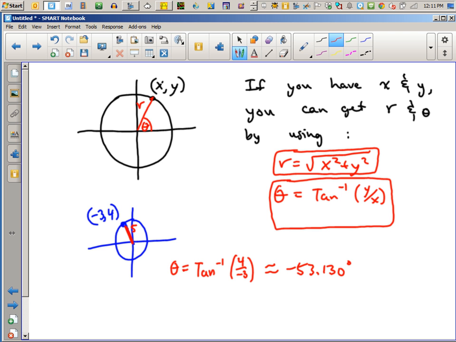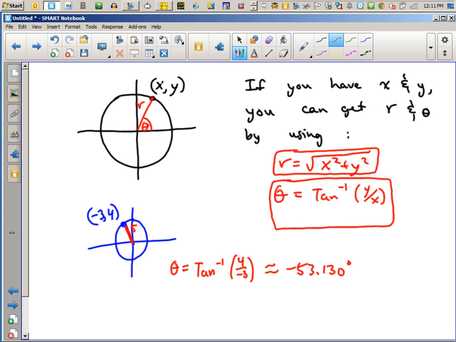Why don't I believe that answer? Because you can't have a quadrant 4 angle. Yeah, that's a quadrant 4 angle, right? That represents down here. And that's not where my point is. So I think the calculator's lying to me. Why is the calculator lying to me? Inverse tan can only be between quadrant 1 and 4.